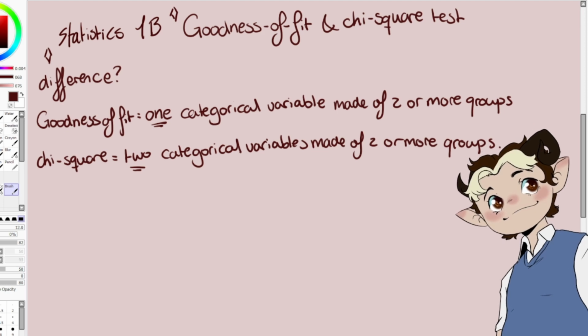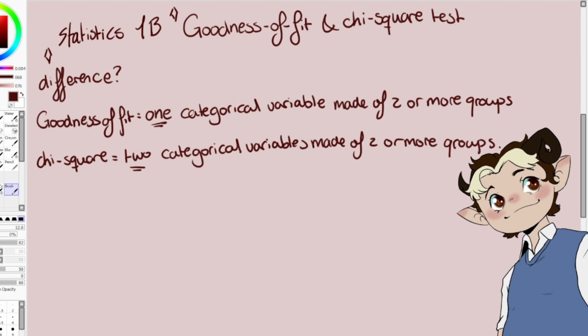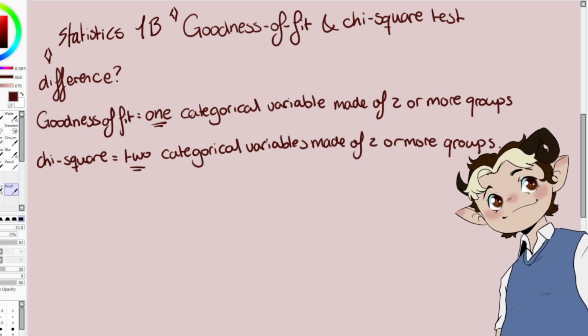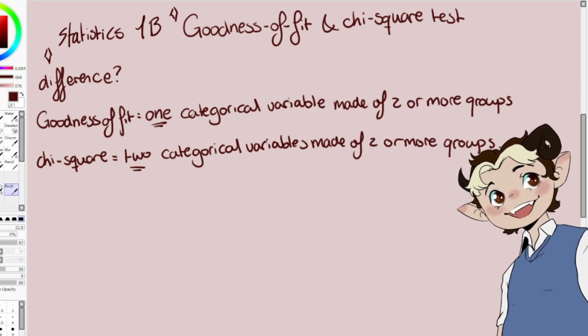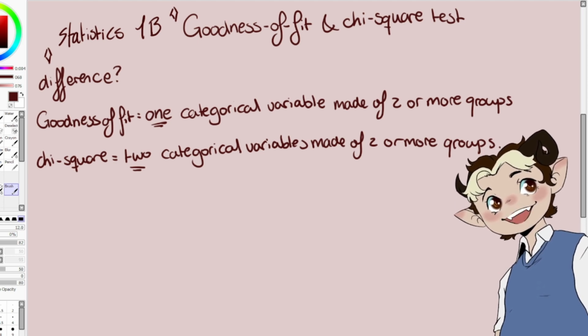Regardless, I'm going to go over both of them step by step, starting with the goodness of fit, and explain what you have to do with an example. So let's get into that.